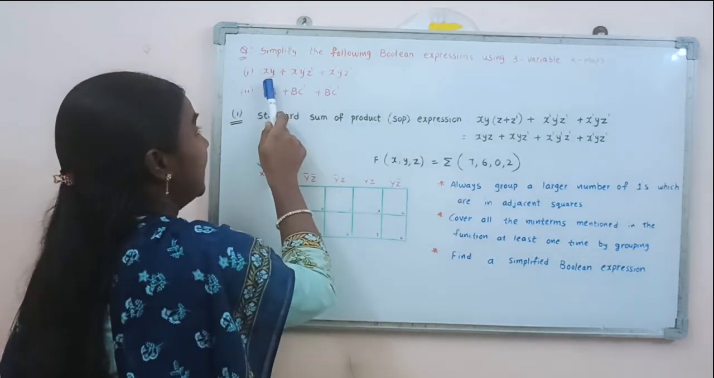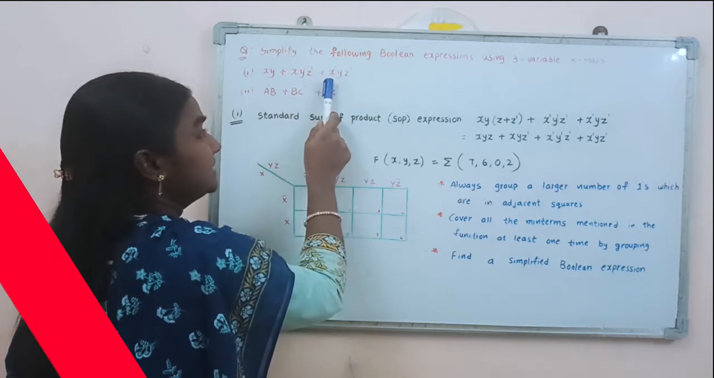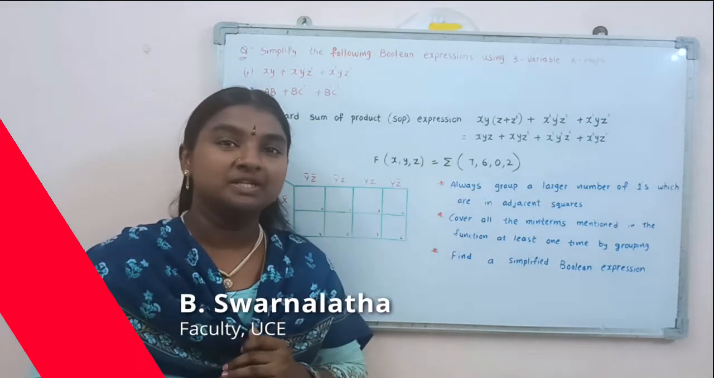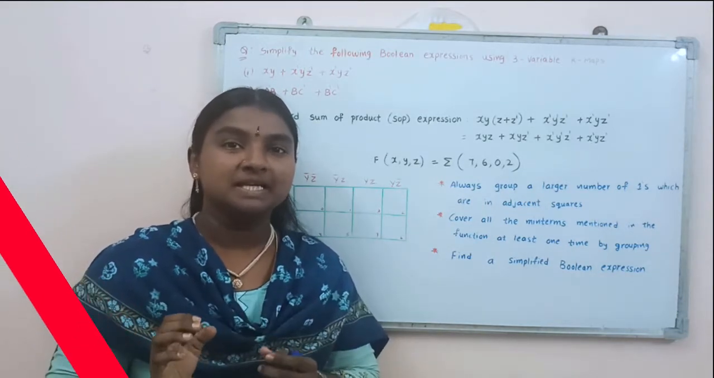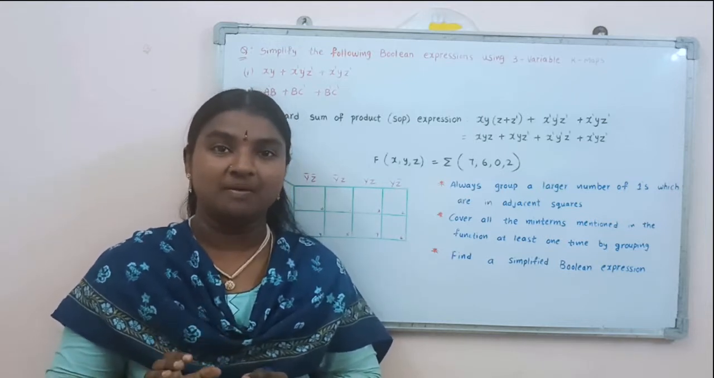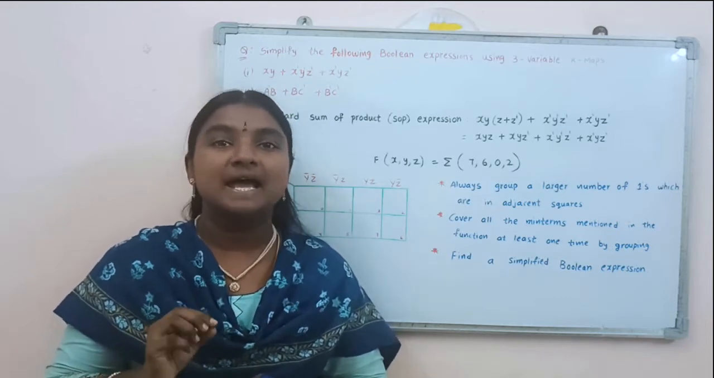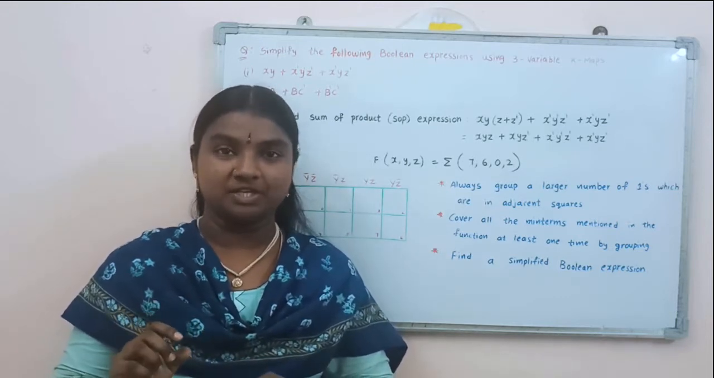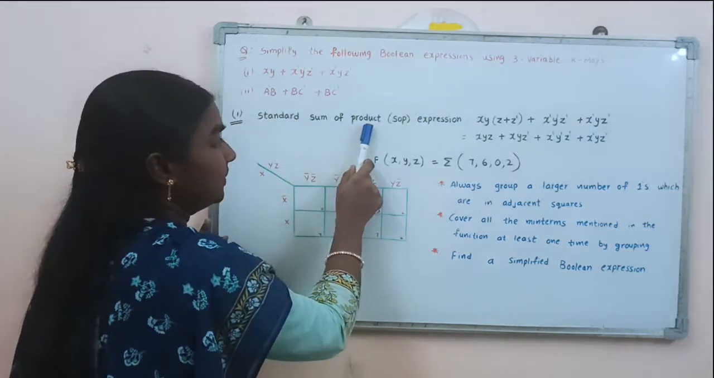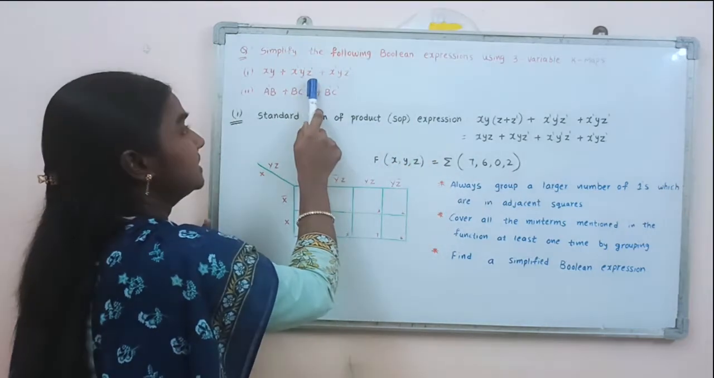The first one is x y plus x bar y bar z bar plus x bar y z bar. Now here in this Boolean expression, some variables are missing. Means it is not in canonical form, it is just a sum of product form. Now we need to convert this SOP function into a standard sum of product expression.